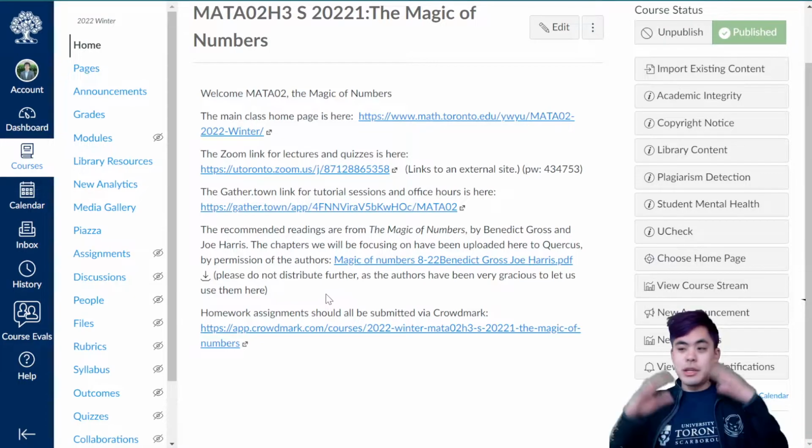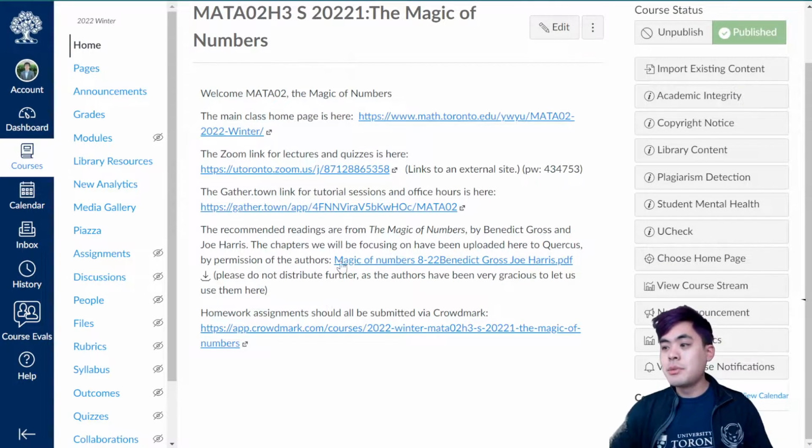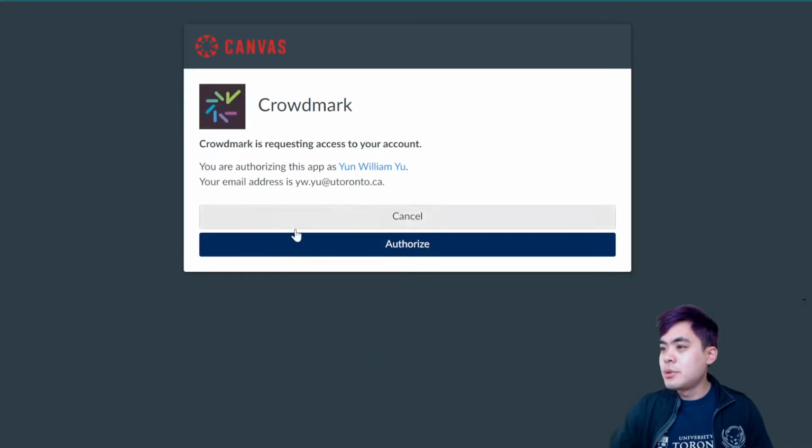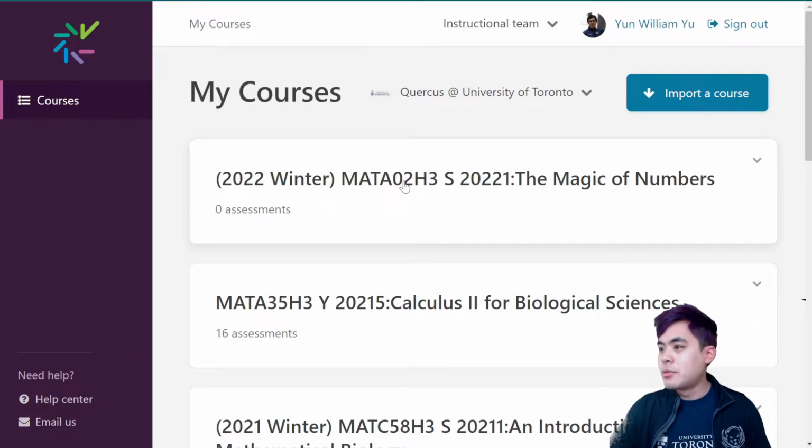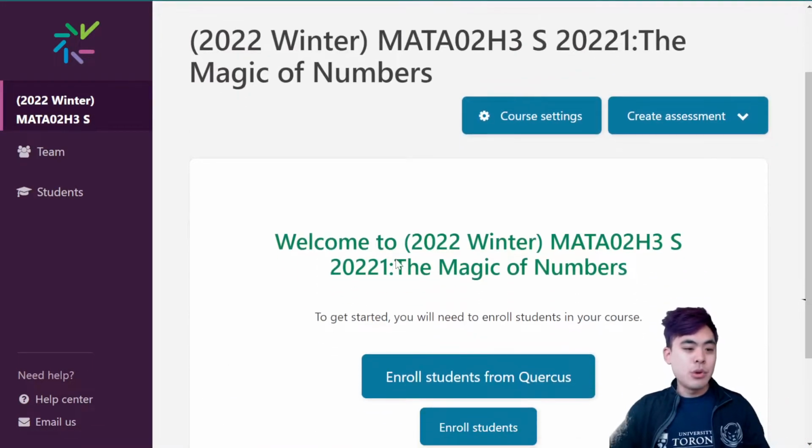For the entire semester, we'll be submitting all homework assignments via CrowdMark. I need to sign in. You should have gotten an email inviting you to CrowdMark. So this is The Magic of Numbers. I will put the homework assignments on here, as well as put a link in Quercus, just so that you guys can access everything.